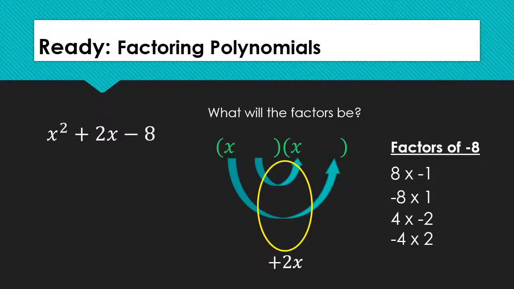While we know we're looking for a product of -8, we also know that the sum of the products of our first and last terms in our linear factors must equal the second term of our trinomial. In other words, when I multiply the first term of my first linear factor times the last term in my second linear factor and add that product to the product of the first term in the second factor and the last term in the first factor, that sum has to be 2x.